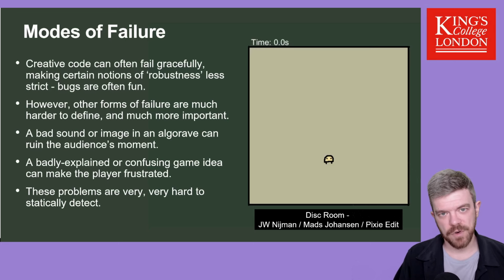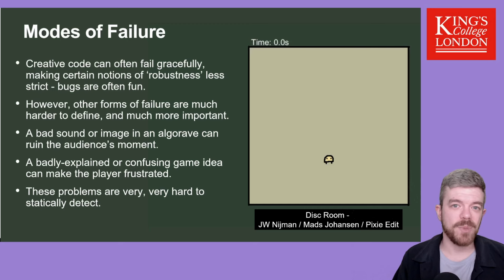Similarly, failure works very differently in creative settings too. So bugs are often not a problem. Safety critical concerns are often not a concern for something like art or music, but failure can creep in in different ways. So in video games, for example, there can be a mismatch between what the code is doing and what the player thinks is happening.